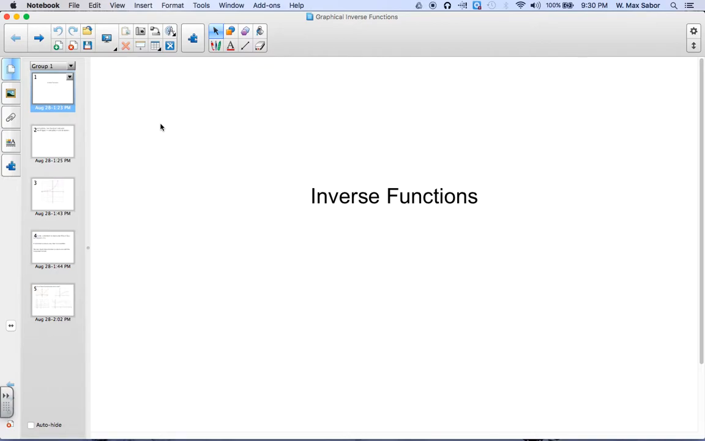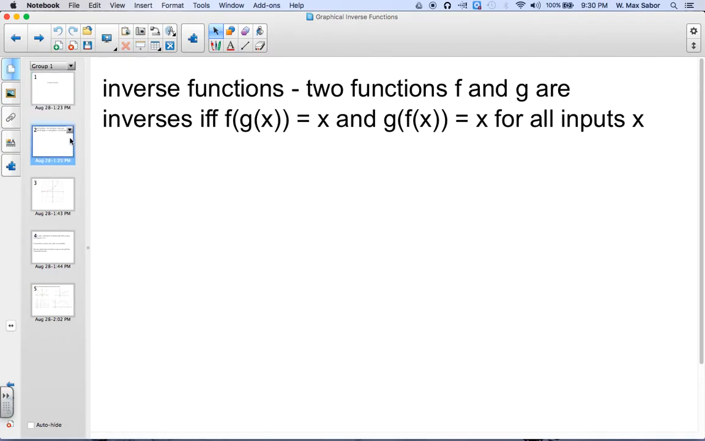Today we're going to talk about inverse functions, and specifically the definition and how to deal with inverse functions in terms of a graph. So, inverse functions. Two functions are inverses if when you substitute one function into the other, you get back x. Either way, when you plug in g of x into f of x and get out x, and plug in f of x into g of x, it equals x for all inputs x. Now that's the technical definition, but usually there's a better way of thinking about it.